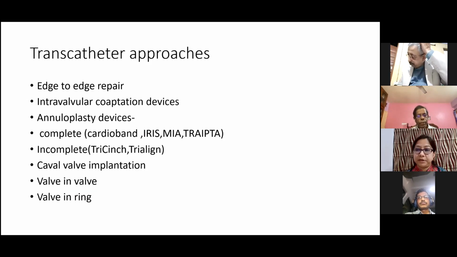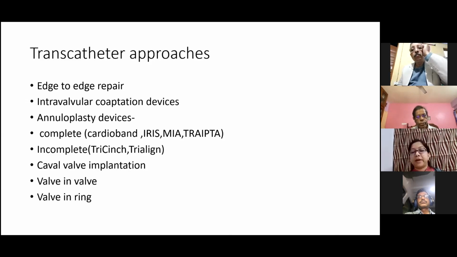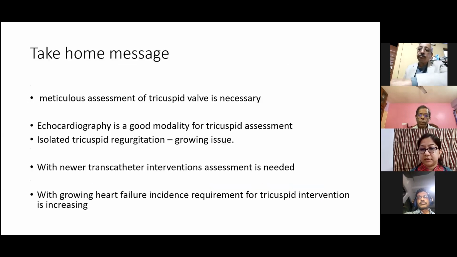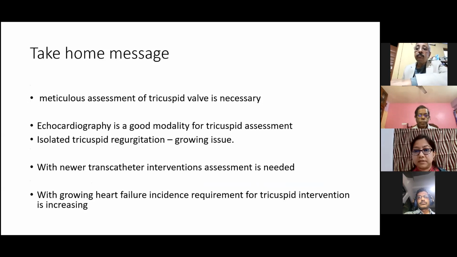The caval valve implantation is growing, as aged patients are getting more tricuspid valve involvement. The caval valve implantation has been found to decrease mortality, but there is no change in the pathology which is causing the tricuspid regurgitation. So it's also a growing perspective. So this was visualizing the severity of functional TR, which decreased after percutaneous tricuspid annuloplasty with the TriAlign device. So the take-home message is that meticulous assessment of the tricuspid valve is necessary.